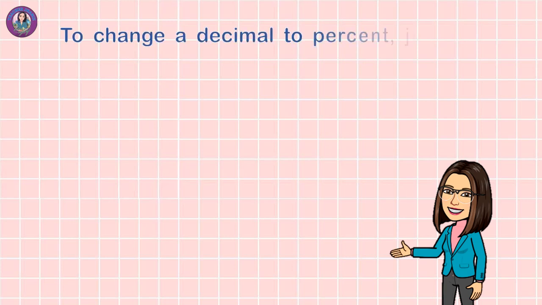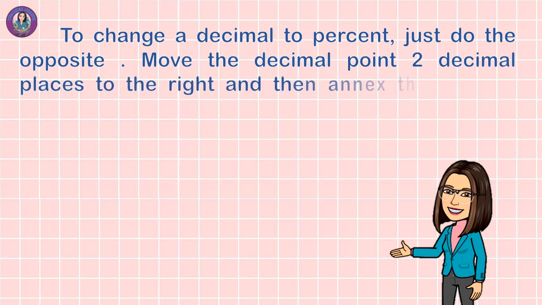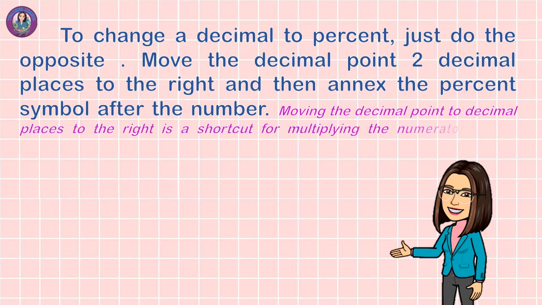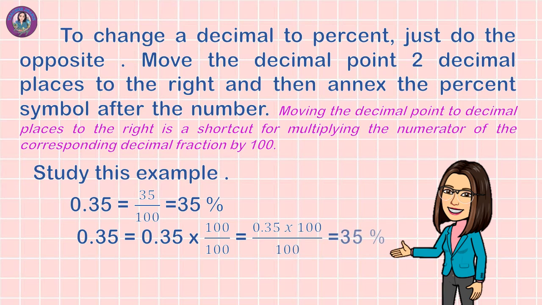To change a decimal to percent, just do the opposite. Move the decimal point 2 decimal places to the right and then annex the percent symbol after the number. Moving the decimal point 2 decimal places to the right is a shortcut for multiplying the numerator of the corresponding decimal fraction by 100. Study this example. 35 hundredths is 35 out of 100, and that's equal to 35%. Or we have 35 hundredths, and multiply it by 100, and we have 35 hundredths times 100 over 100 is 35%.